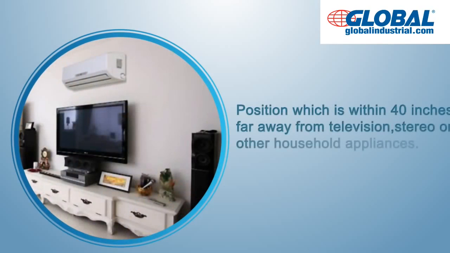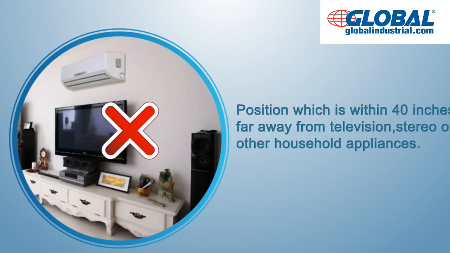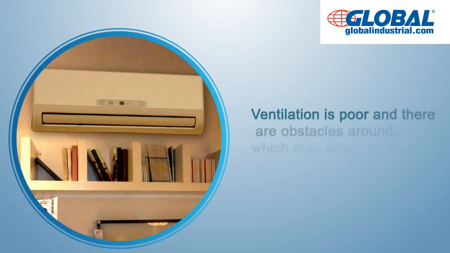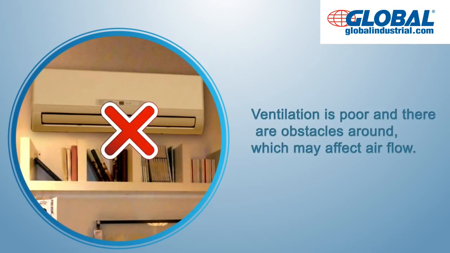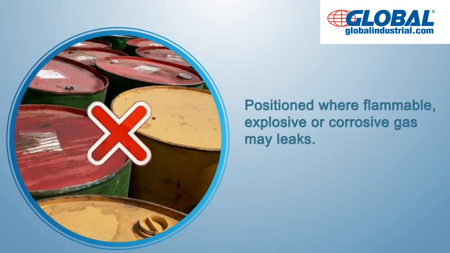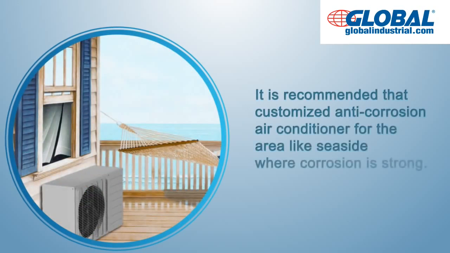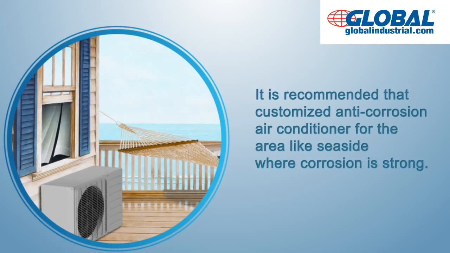Position which is within 40 inches, far away from television, stereo, or other household appliances. Ventilation is poor, and there are obstacles around, which may affect airflow. Positioned where flammable, explosive, or corrosive gas may leak. It is recommended that customized anti-corrosion air conditioner be used for areas like seaside where corrosion is strong.